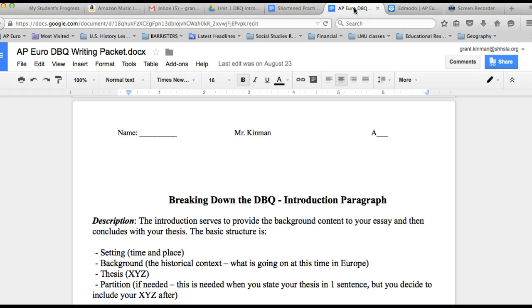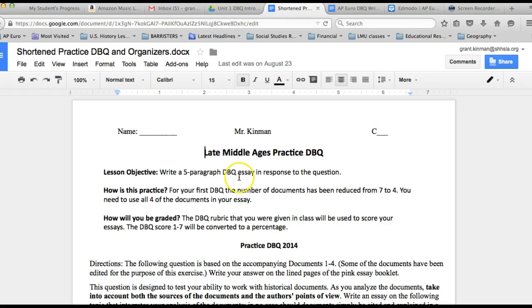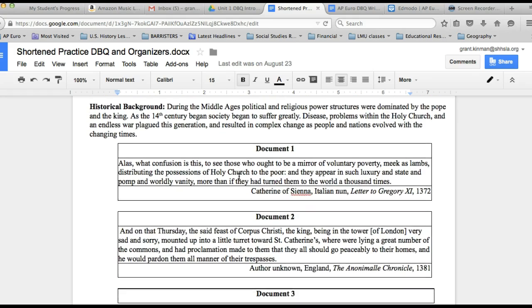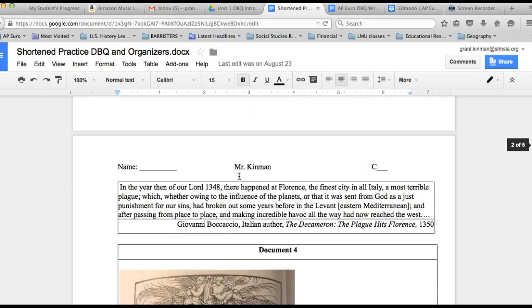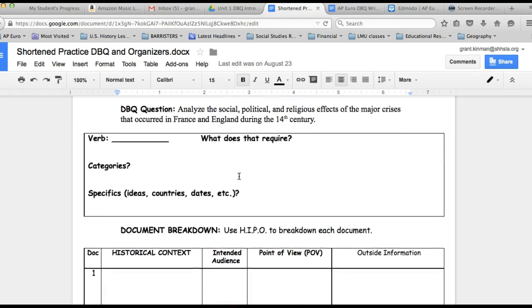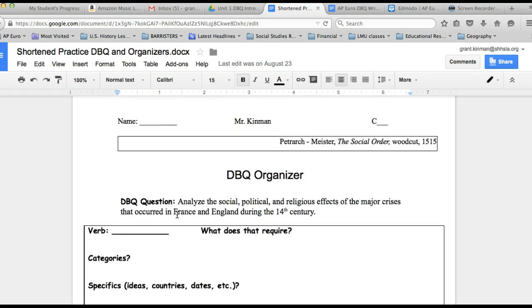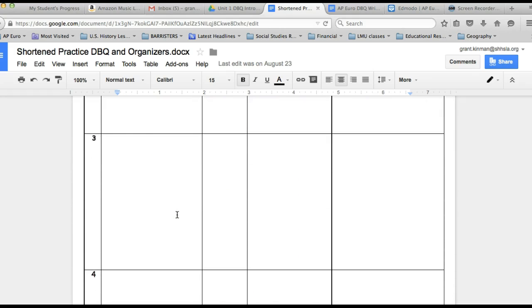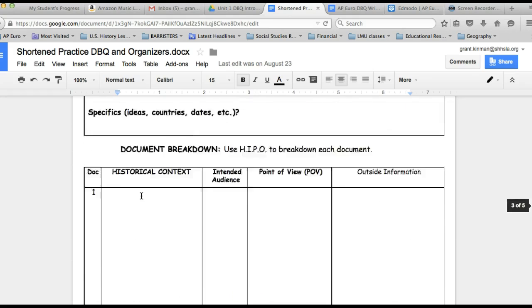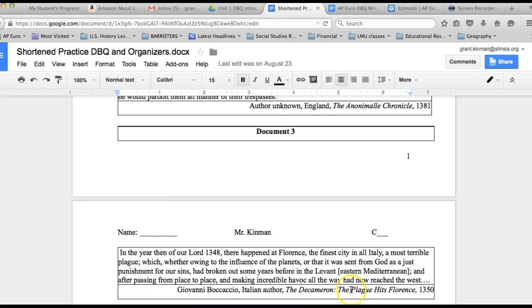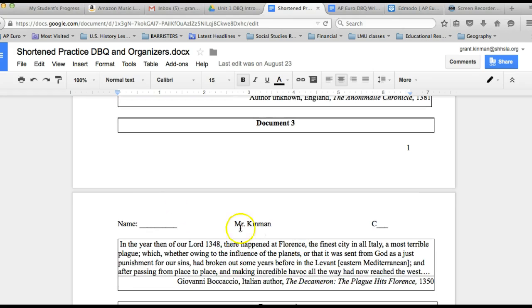So you've got your AP Euro DBQ writing packet, and first thing you should have done, and if you haven't done it yet, you need to do it, is use HIPPO to break down the documents, document 1, document 2, document 3. So we did the first one together. The second one, I hope one of the main ideas you gathered from that was about the English Peasants' Revolt. And then the third idea here, I hope one of the things you gathered from that was a familiar reading, the Decameron, the Plague Hits Florence from Boccaccio, about the plague.